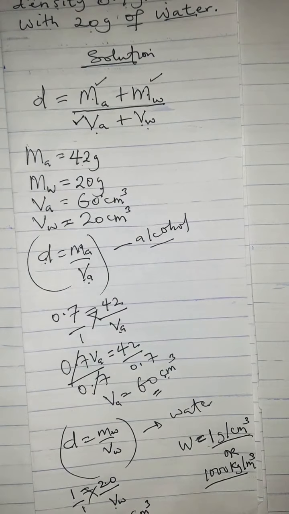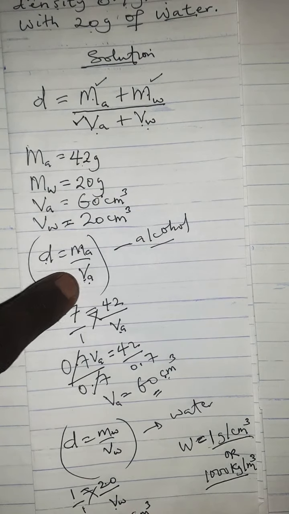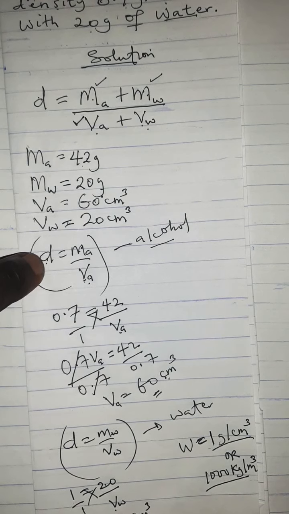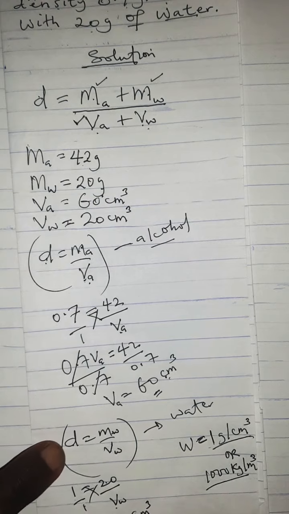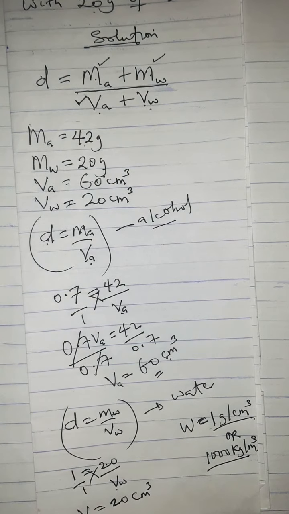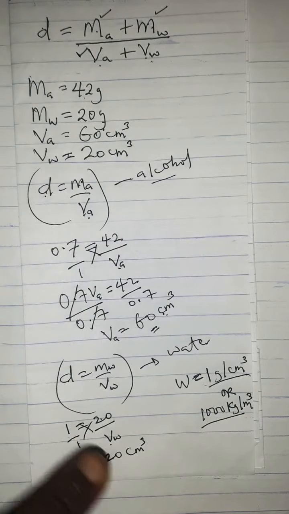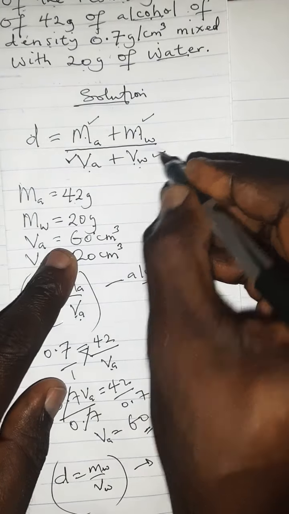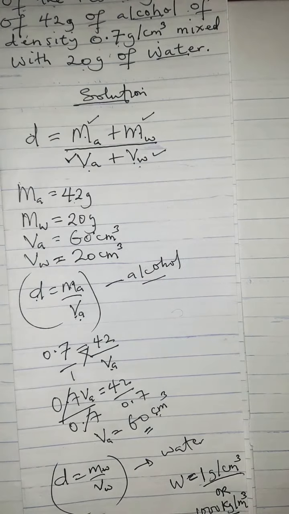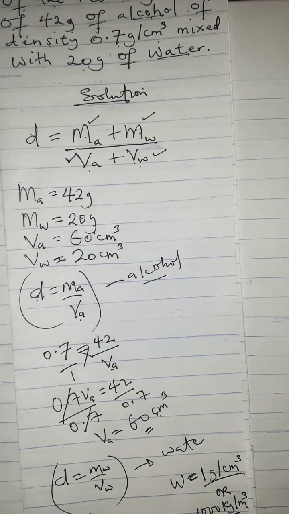So that's how you're going to solve. You find the volume for the alcohol using the density of the alcohol, and then you keep it. And then you now find the volume for water using the density of water, do a little bit of cross multiplication, get the value, and then you fix. So everything here is complete. So I can now fix them in here and calculate.